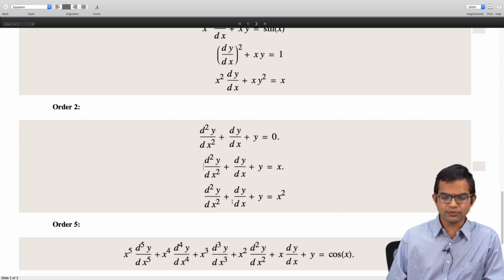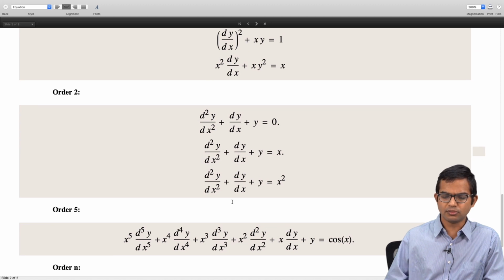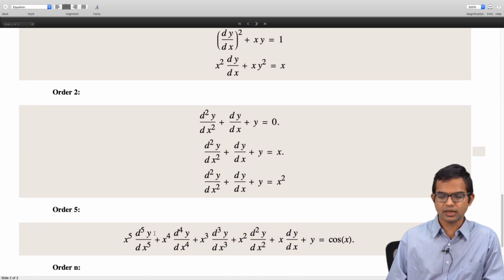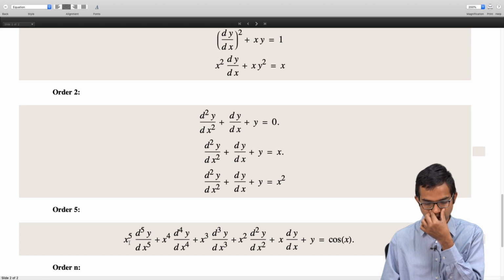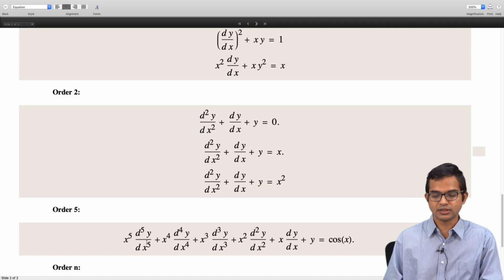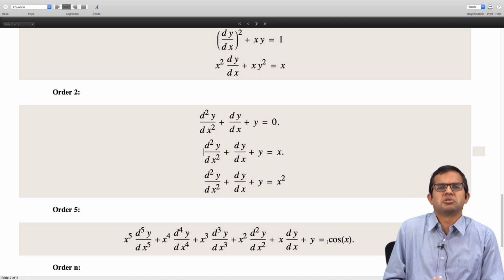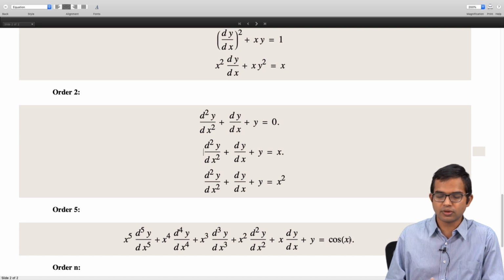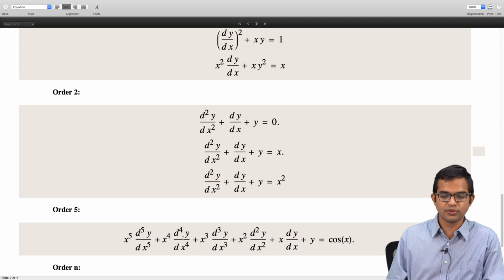Okay. Now, order five, I have just made up one other example. So I can think of something like x to the 5, d to the 5 y by dx to the 5, plus x to the 4 and so on, all the way up to y is equal to cos of x, right? I could put whatever function of x on the right hand side, it's still an order five. As long as there is this d to the 5 y by dx to the 5, even if all of these other terms are absent, it's still a fifth order.